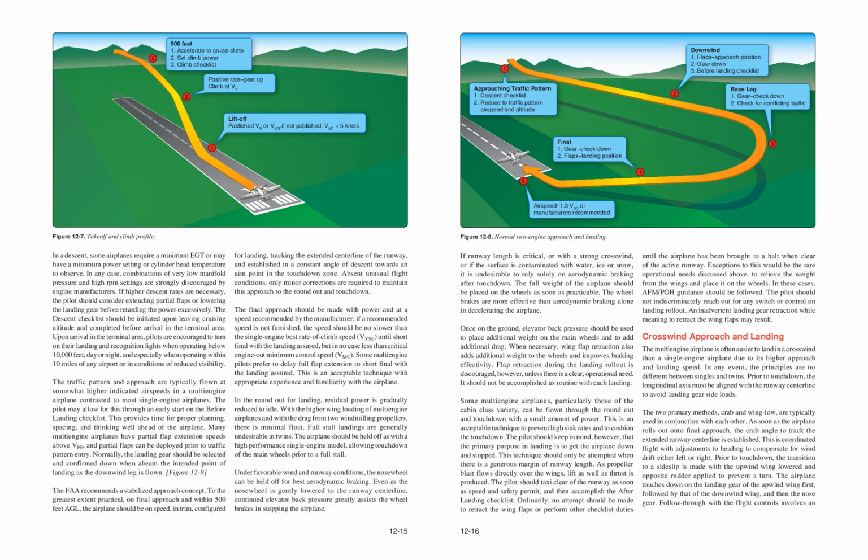In a descent, some airplanes require a minimum EGT or may have a minimum power setting or cylinder head temperature to observe. In any case, combinations of very low manifold pressure and high RPM settings are strongly discouraged by engine manufacturers. If higher descent rates are necessary, the pilot should consider extending partial flaps or lowering the landing gear before retarding the power excessively.